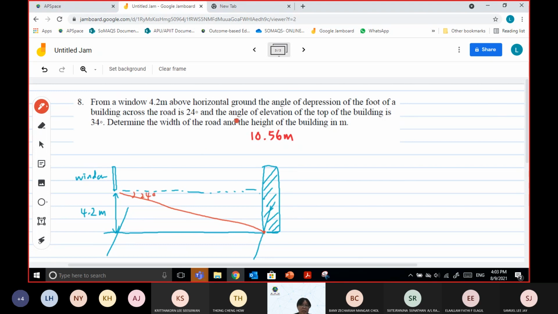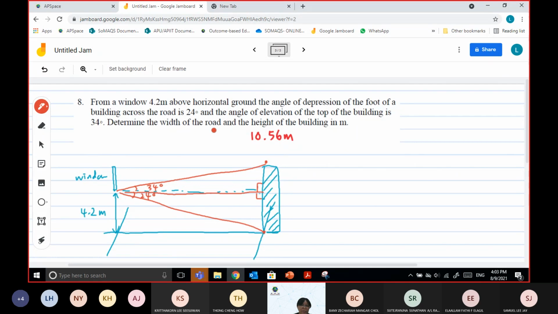And the angle of elevation of the top of the building is 34 degrees. So let's say the top is here, and here is 34 degrees. To the top of the building, 34; to the bottom of the building, 24. Of course, my drawing is not so nice, but you can try to understand. Here is definitely 90 degrees, and this is a horizontal line.